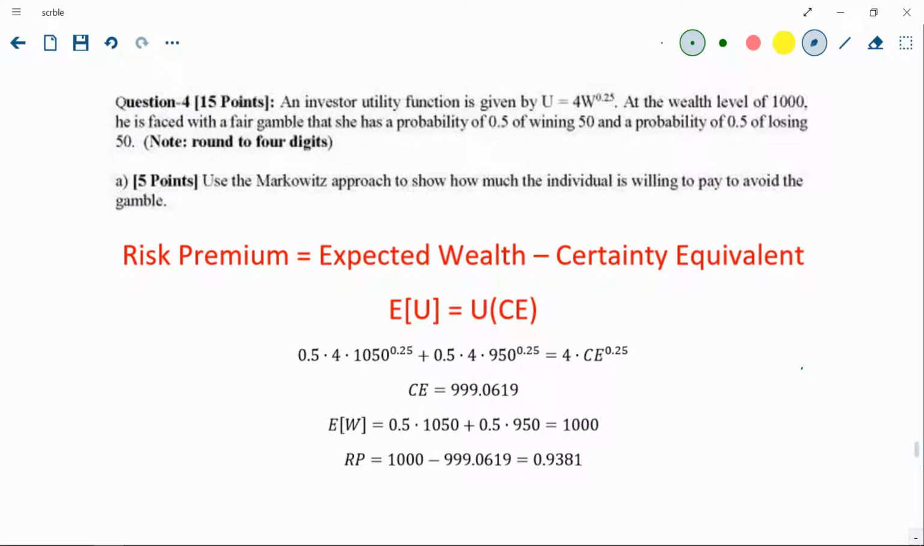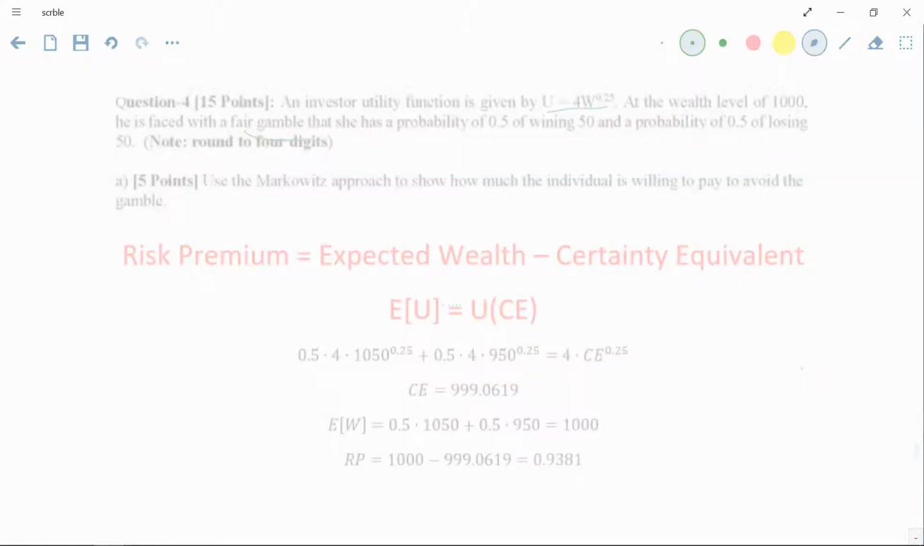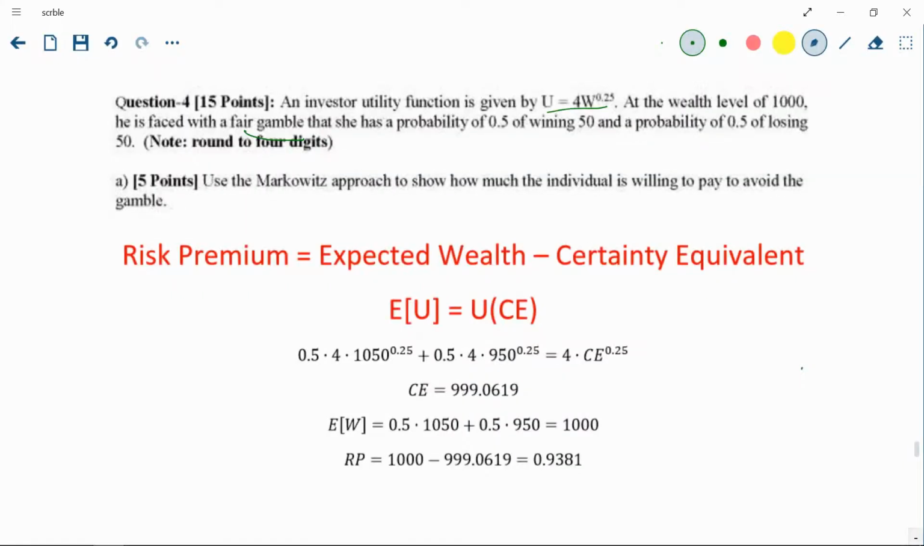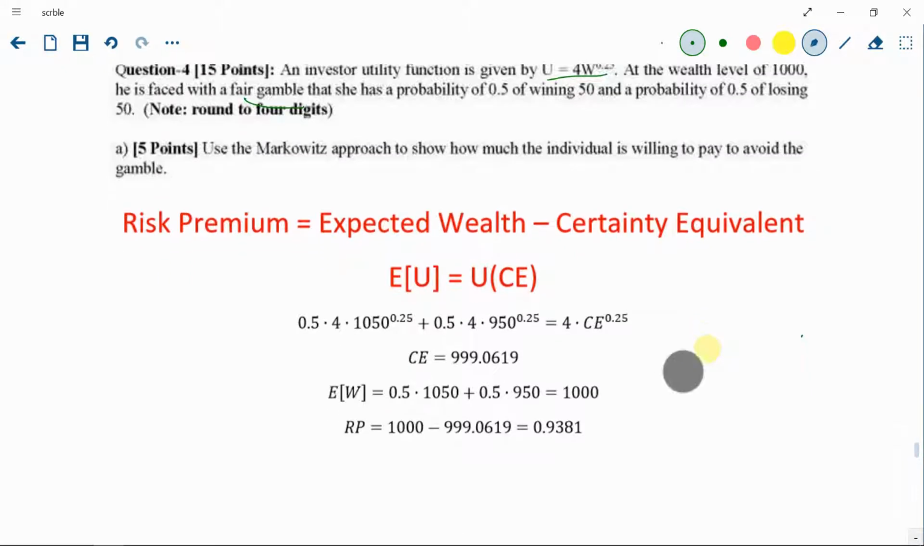In this question you are given the utility function and one particular gamble, and you are asked to use the Markowitz approach to find the minimum amount willing to pay for the gamble, or just the risk premium. So to compute the risk premium, you need two things: the expected wealth and the certainty equivalent. So let's write down the wealth function and the utility function first.